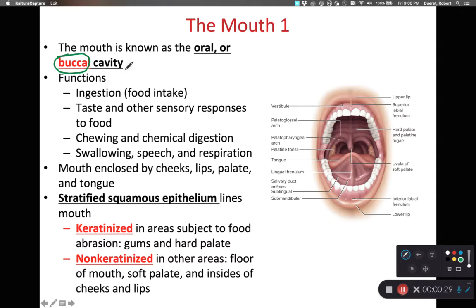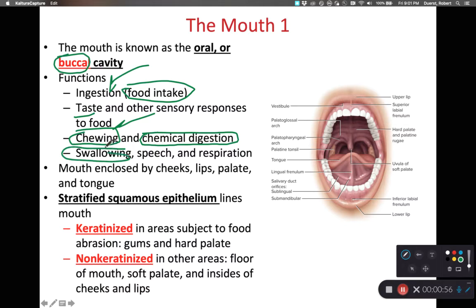And as we look at the mouth, or our oral cavity, its primary function is ingestion, getting food into the body. Some secondary functions include taste. We have some sensory responses to food, like salivation. We begin chemical digestion when we salivate our food and expose that food to the digestive enzymes of our saliva. We begin mechanical digestion when we chew our food. And then we take that chewed up food mixed with saliva and swallow it.